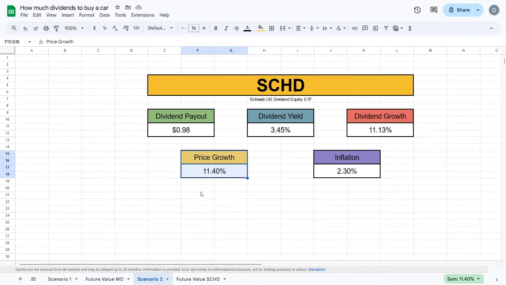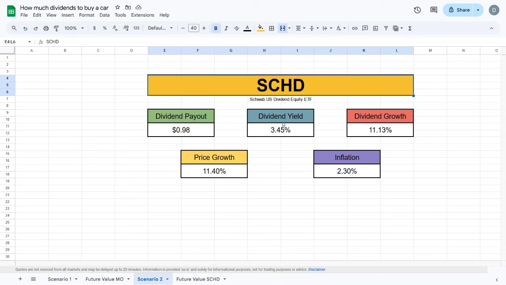So for scenario number two, we would invest into the Schwab US Dividend Equity ETF, ticker SCHD. And this ETF has a much lower dividend yield than MO, but has great dividend growth of 11.13% and great steady price growth of 11.40%. So essentially, now we will be comparing a high-yielding, low-growth dividend stock to a lower-yielding, higher-growth dividend stock.